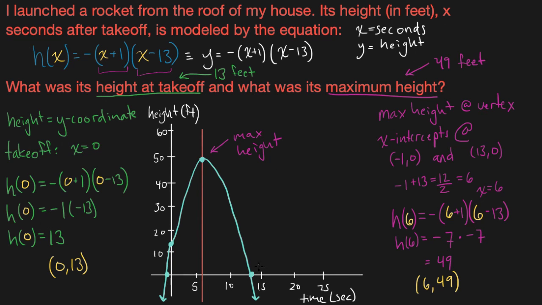And then what would this point define? What would this point be right here? Well, this is the point at which the rocket hit the ground, because this is 0 feet above the ground, in other words, the ground, and it would happen at 13 seconds. And so there would be 13 seconds of flight time, and then it would crash or land at 13 seconds. So we've answered the two questions that we were asked. So what was its height at takeoff? Its height was 13 feet, and what was its maximum height? Its maximum height was at the vertex, which was at 49 feet.